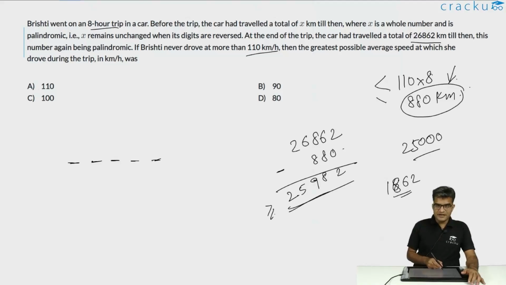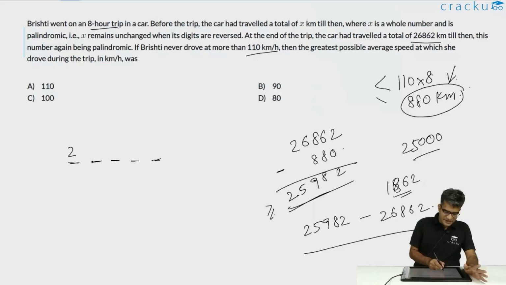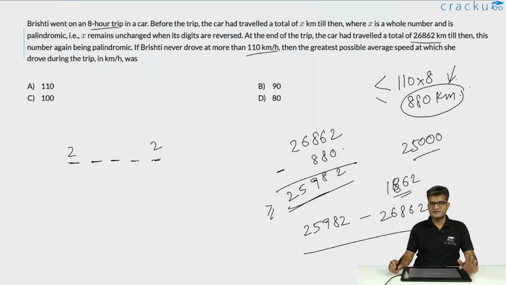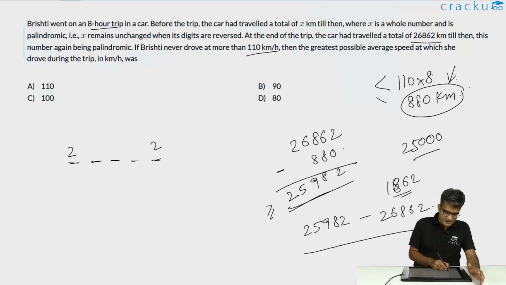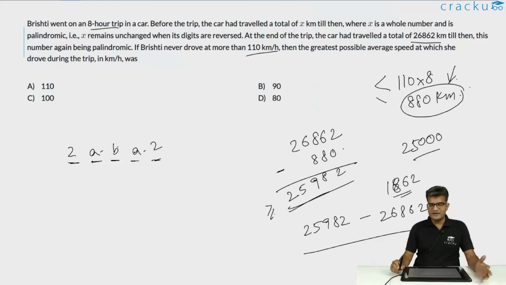And this number has to lie between 25982 and 26862. This would imply, first of all, that the last number and the first number have to be 2 and 2, because it is the same. This number, if you assume is A, this number also will be A and the middle number is B. What are the values that A can take?